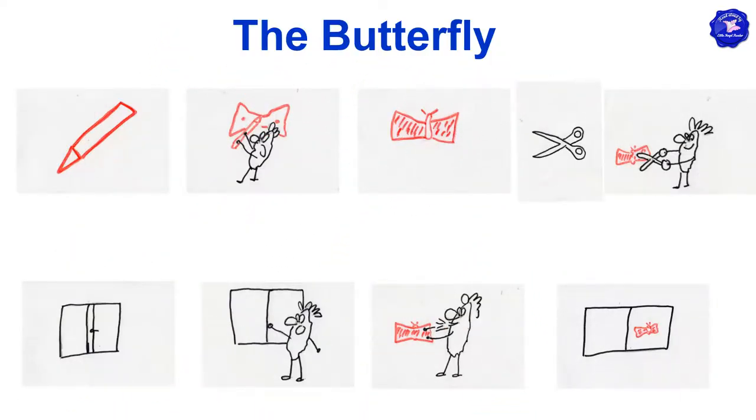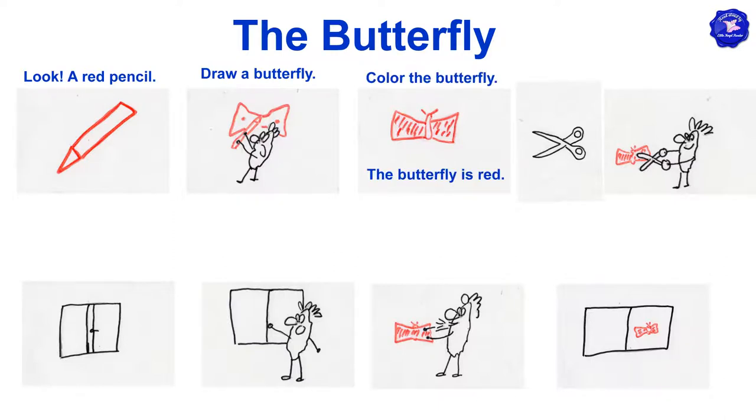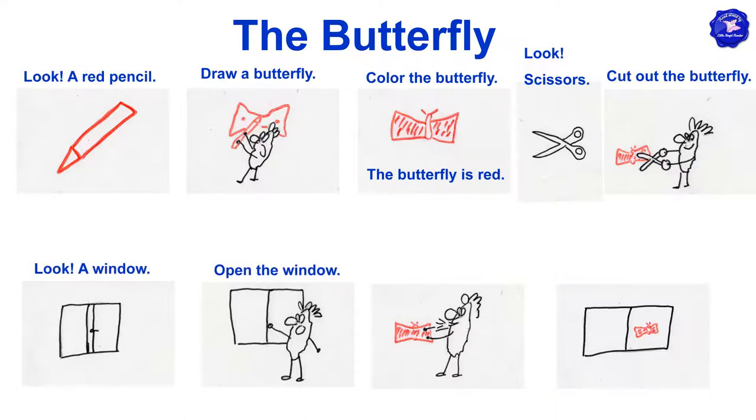The butterfly. Look, a red pencil. Draw a butterfly. Color the butterfly. The butterfly is red. Look, scissors. Cut out the butterfly. Look, a window. Open the window. Blow on the butterfly. Look, the butterfly is flying.